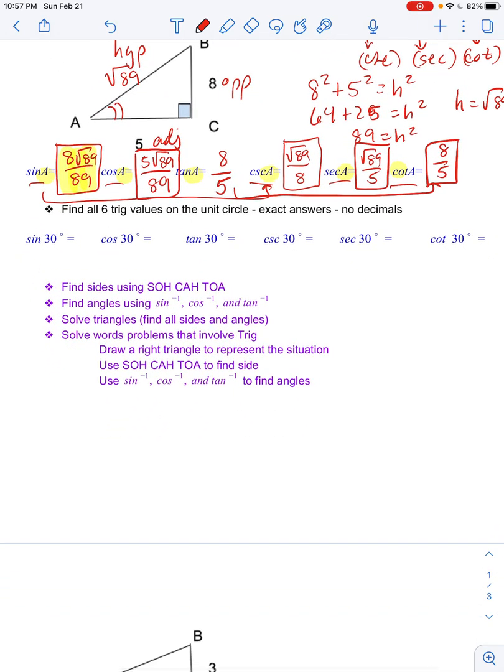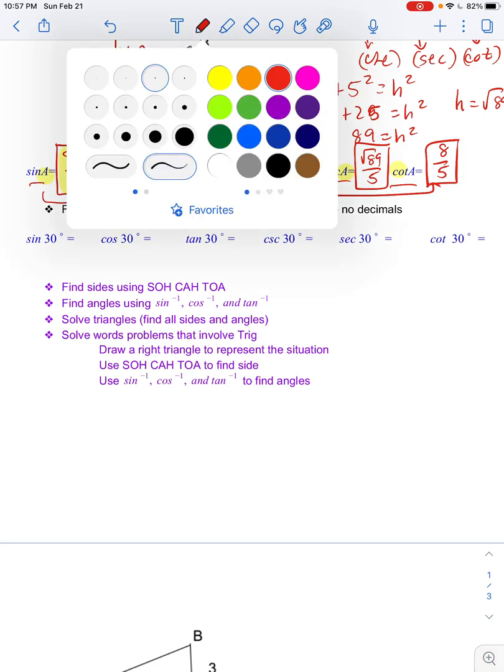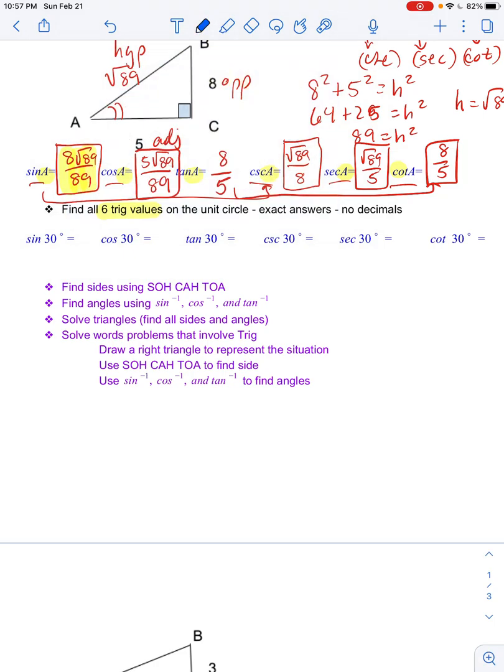Okay, so now I'm doing the same type of thing. I'm finding all my 6 trig values, but this time I'm going to start on the unit circle. So it says use exact answers, no decimals. All right. Well, they're all asking me about 30.